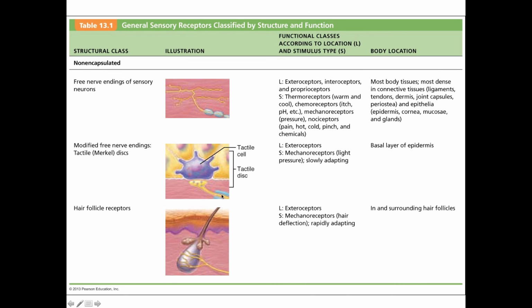The Merkel's discs that you learned about in the skin or the integumentary system, they are not wrapped with anything. So they're considered non-encapsulated, but they do end on the tactile discs or the tactile cells that we saw within the epidermis. Likewise, hair follicle receptors were just free nerve endings that wrap around a hair follicle, still considered non-encapsulated.